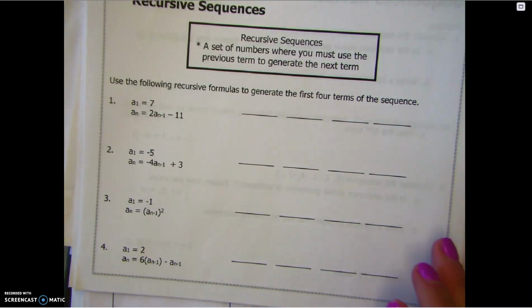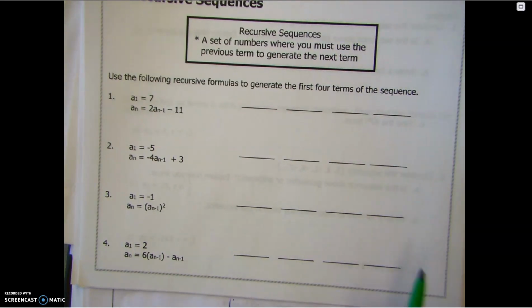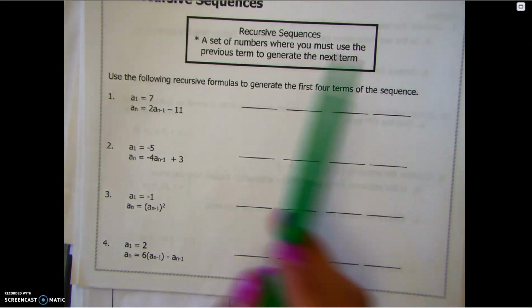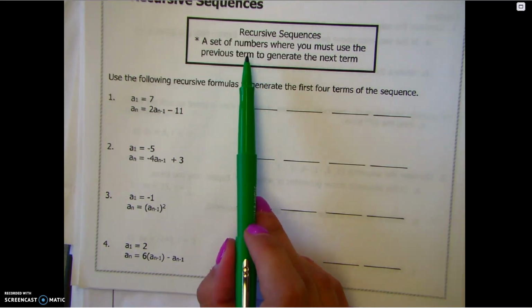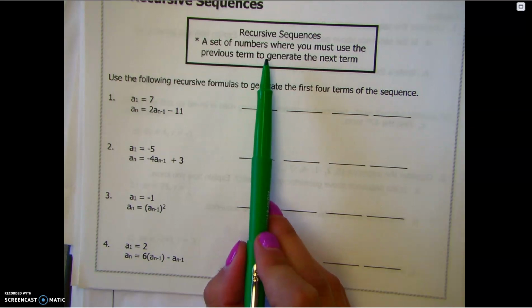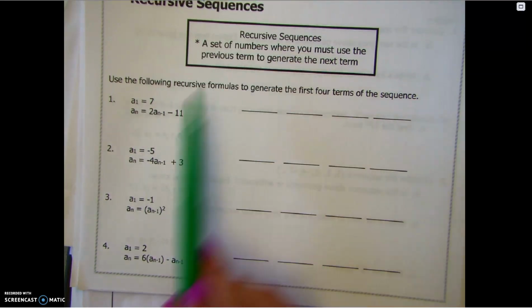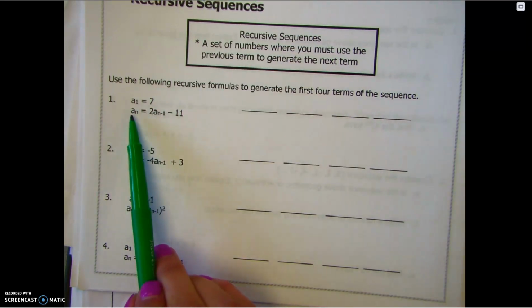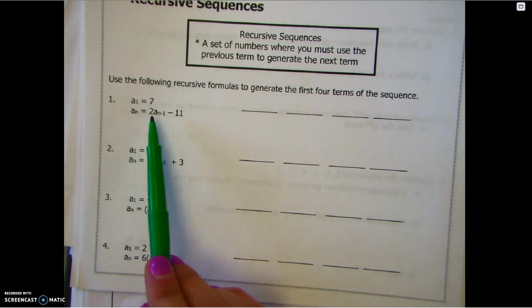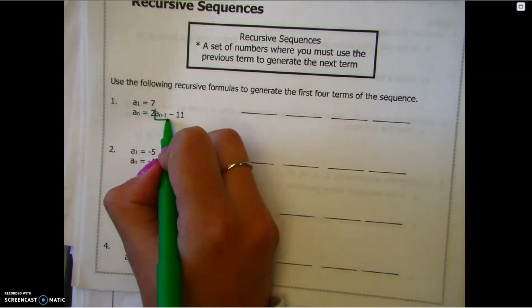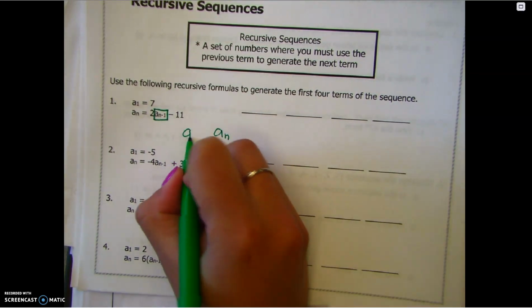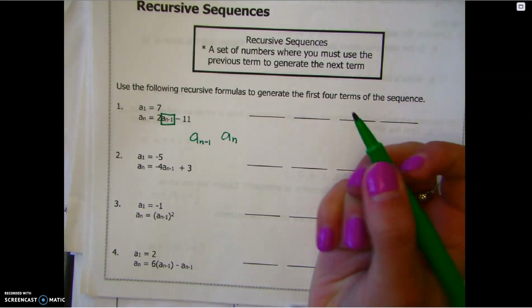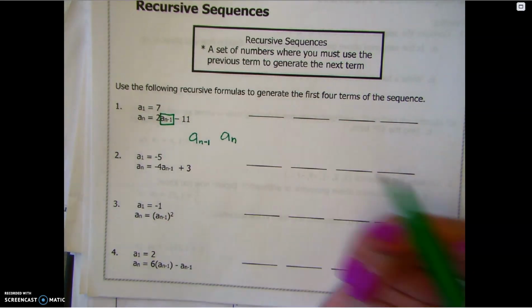Okay, the last kind of thing I want to talk about is what we call recursive formulas. And so all we really need to do is be able to read them. So again, it's that subscript notation. So in this formula, I see a sub n, so that's the term number. I have to take whatever the previous term is, because if a sub n is that term, then the one before it is going to be a sub n minus 1. I got to multiply that by 2 and then subtract 11.